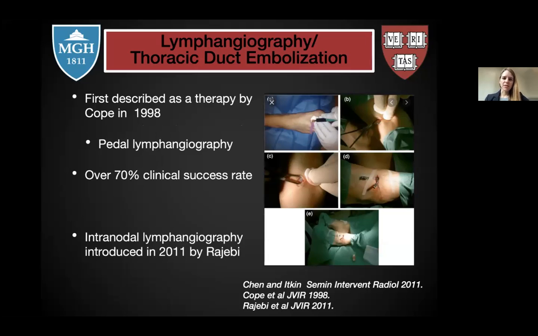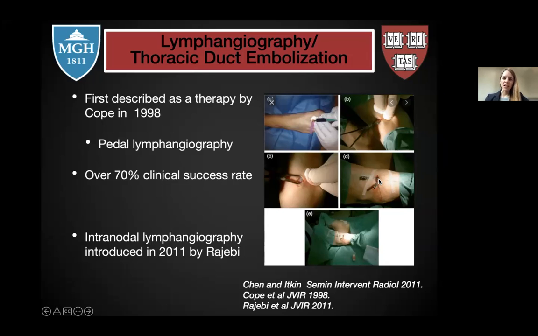So lymphangiography and thoracic duct embolization was first described in 1998 by Cope, and this was a technique using pedal lymphangiography. They had a high clinical success rate. It was associated with a long procedure. For this technique, which I personally haven't been involved in, methylene blue is injected between the webs of the toes until a lymphatic channel in the dorsum of the foot is identified. A cut down is made, and this duct is cannulated.